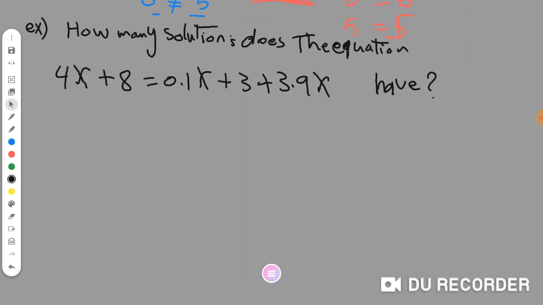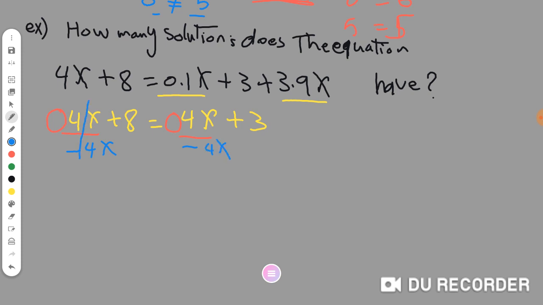Okay, let's solve this equation. In our ordinary way, we will collect like terms on each side. On the left-hand side we have 4x plus 8, no like terms, but here I have two like terms. After we add them, 3.9 plus 0.1, it will be 4x plus 3. Take care, I have the same 4x and 4x, the same positive sign. So you can subtract 4x from both sides.